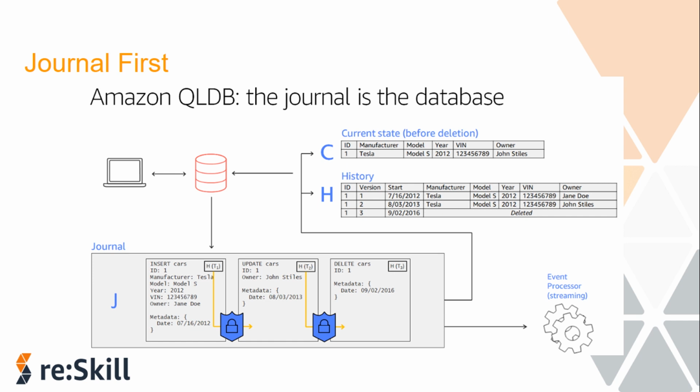Now, what does it mean when we say that QLDB is journal first? Okay, when we say that QLDB is journal first, let's understand this. Basically, in a traditional database architecture, you write the data in the tables as a part of a transaction.